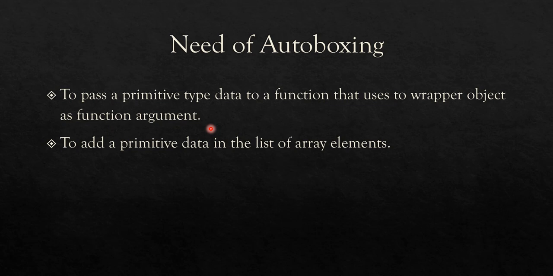And then the second point, to add a primitive data type in the list of array elements. So if you want to have some list of array elements, okay, auto boxing can also be used to convert or add the data, that is primitive data, in the list of array elements. So this is the need of auto boxing.